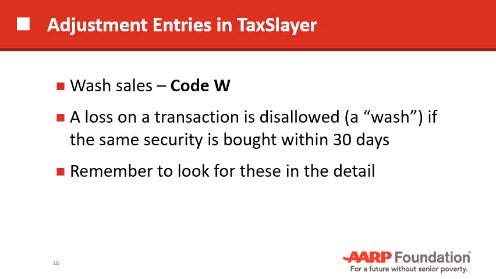The other adjustment code we almost always see on a broker statement that we have to enter is a code W for a wash sale. That's when an item is sold, but it's bought again within 30 days. If it's sold for a loss, you can't take the loss.